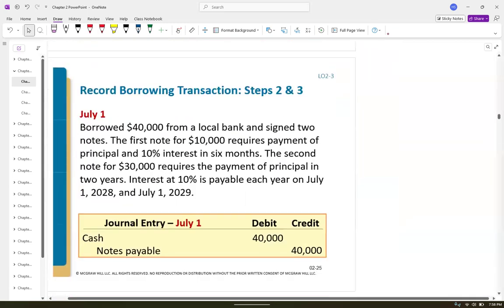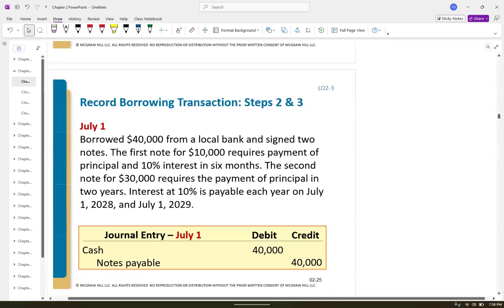Okay. Second entry, we're going to borrow $40,000 from the local bank and sign two notes. The first note is 10,000, requires payment of 10% interest in 6 months. The second note is 30,000, requires a payment of principal in 2 years. Interest 10% is payable each year on July 1st and July 1st, 2029. Okay? You just got a whole bunch of information to make this one small entry. You are still just going to debit cash and credit notes payable 40,000.